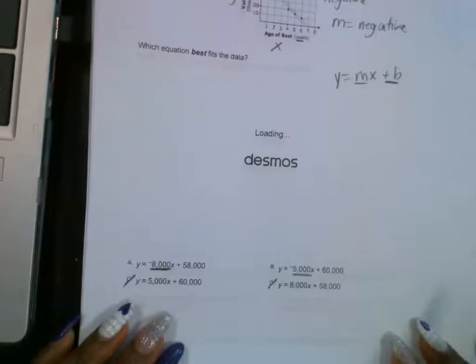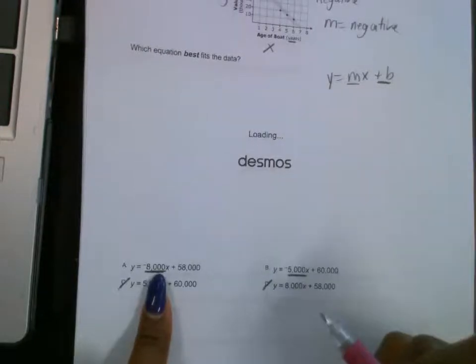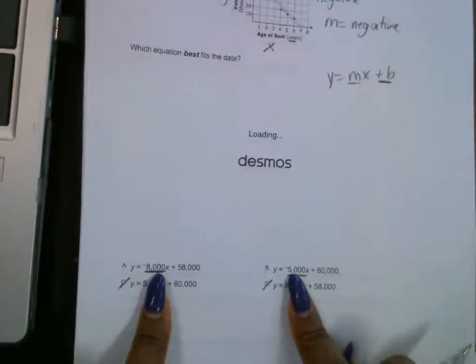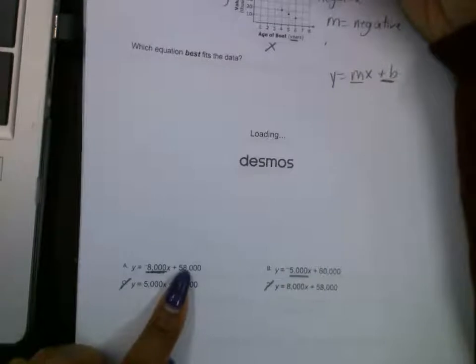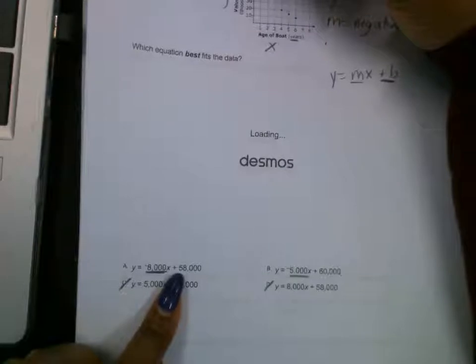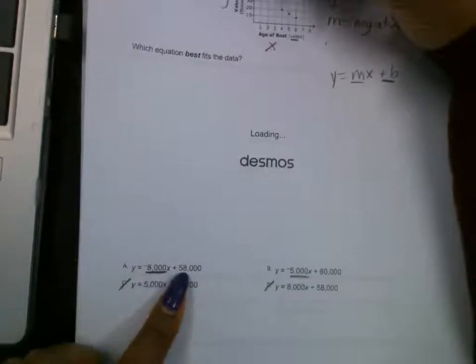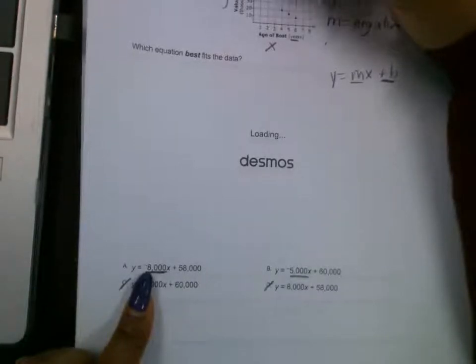All right, so now we're going to decide which one is the better answer. This is going to be steeper because 8,000 is bigger than this 5,000. So we just have to really estimate a little bit better. Okay, so for here, let's see, every time it's going down about 8,000. So let's start at 58 right here. Okay, that's the starting. And if it goes down from 58 by 8,000, it should be at 50. And look, it is at 50.